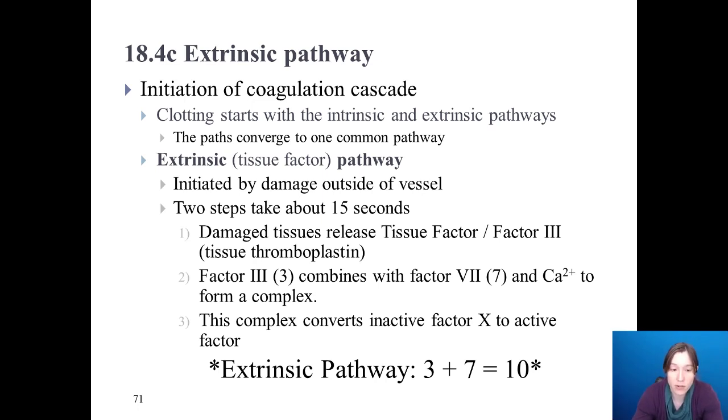Then tissue factor or factor 3 combines with factor 7 and calcium to form a complex. And so this complex is then going to convert inactive factor 10 to the active factor. So that is the extrinsic pathway. Factor 10, once we get to the active factor 10, is going to be the beginning of the common pathway. So you can remember that the extrinsic pathway uses tissue factor, which is factor 3, plus factor 7 to activate factor 10, right? So 3 plus 7 equals 10. That's a good way to remember the extrinsic pathway.